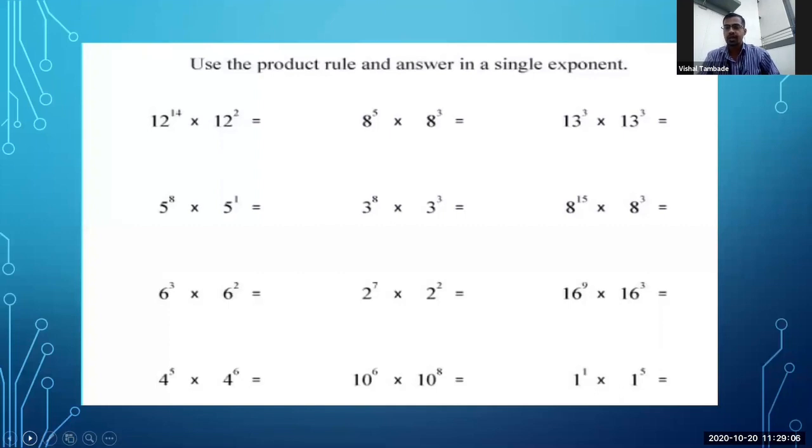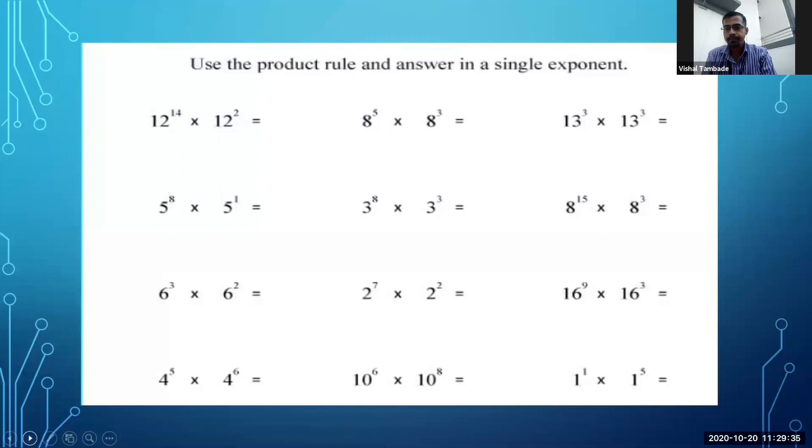Now another. 8 raised to the power 15 multiplied by 8 raised to the power 3. 8 raised to the power 18. Very good. So nice. So beautiful. Because our base is 8, we take it one time and we add the powers, 15 plus 3 is 18. Then our final answer is 8 raised to the power 18.